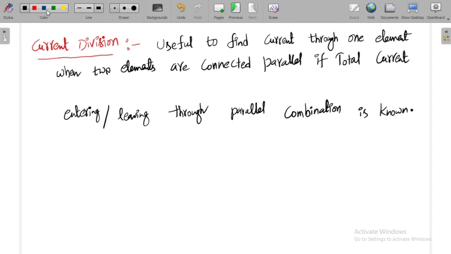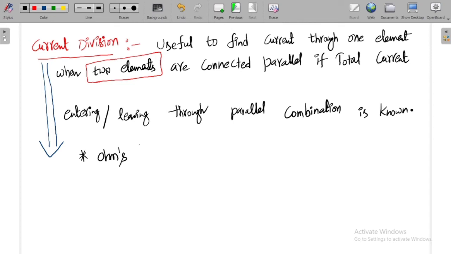Okay, so it is a little bit different from voltage division rule. Voltage division rule can be applied to any number of resistors that are connected in series easily, whereas current division rule cannot be easily applied if there are more than two resistors. If there are only two resistors, we can apply it easily.